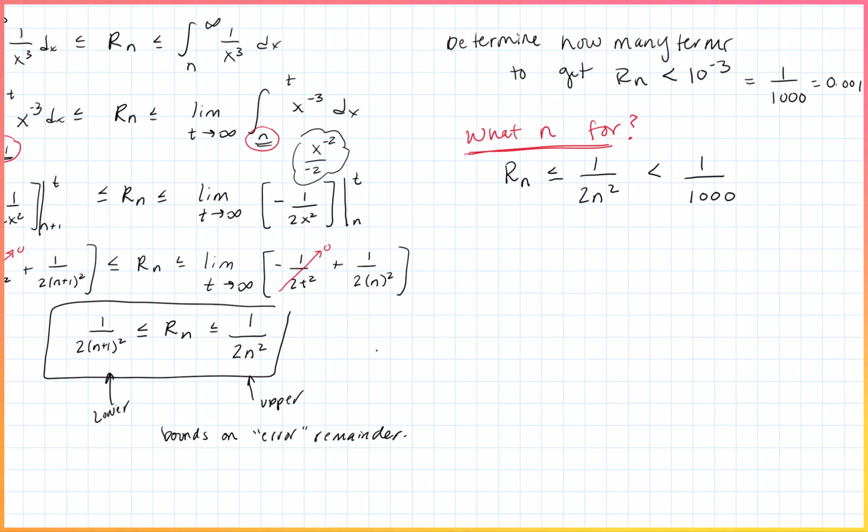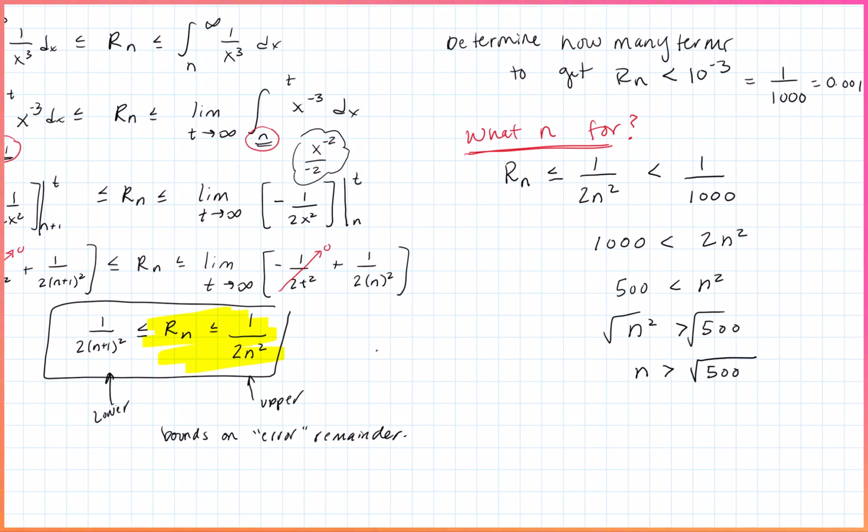So we just take our upper bound here. We want our upper bound to be less than 1/1000, and we're going to solve. So let's do a little cross multiplication. Those are both positive quantities, so we can multiply both sides by 1000 and multiply both sides by 2n squared. And then we get n squared is greater than 500. I'm going to take the square root; that also will not affect the inequality. So n is greater than the square root of 500.